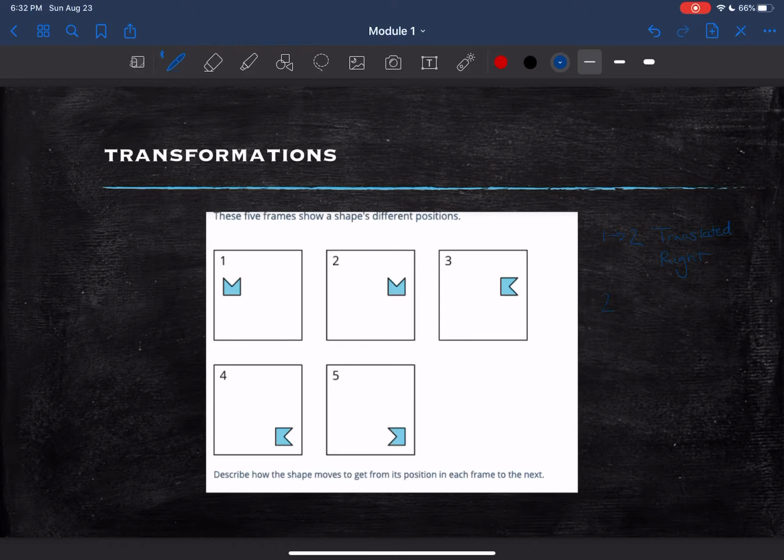From 2 to 3, the orientation changed. It's not facing the same direction, so we know that a rotation took place. From 3 to 4, the orientation is the same. It was just translated down. And then lastly, 4 to 5, the orientation changed, so we know that it was a rotation.